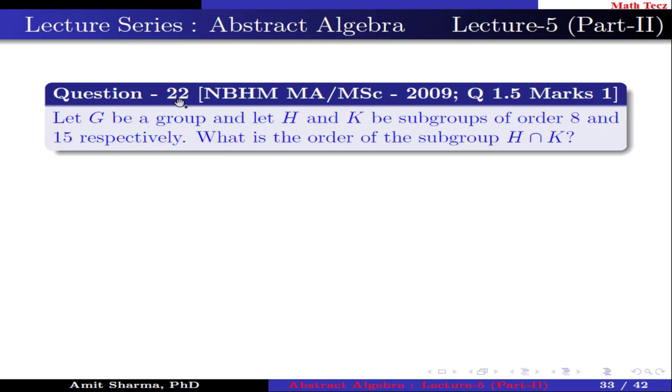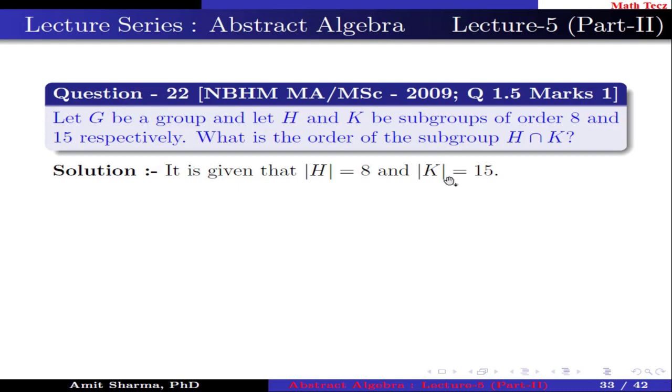Question number 22. This question was asked in the NBHM MA MSc exam in 2009. Let G be a group and let H and K be subgroups of order 8 and 15 respectively. What is the order of the subgroup H intersection K? It is given that the order of H is 8 and the order of K is 15.